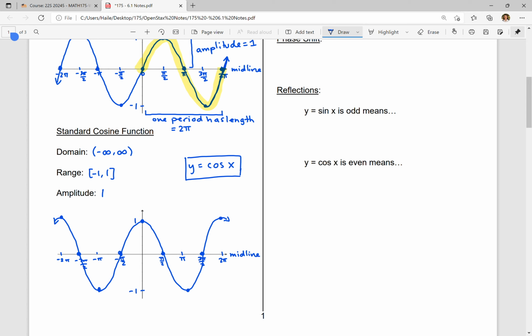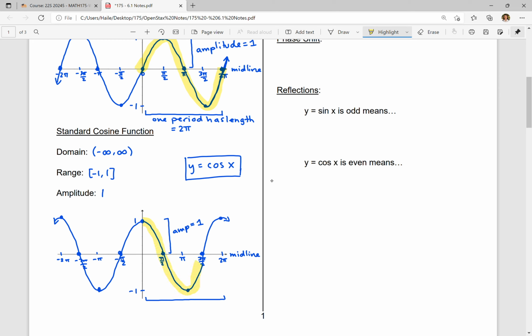Our amplitude is going to, again, be the height of the wave. So from the top to the midline, that's going to be our amplitude, and that's equal to 1. And then the length of the period is, again, this part of the graph from 0 to 2 pi. So maybe I should highlight 1 period again for you.